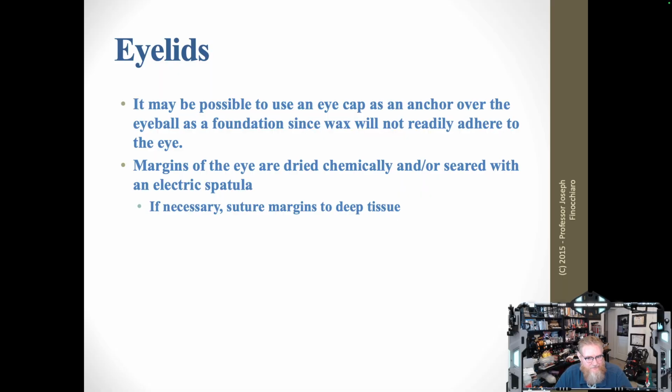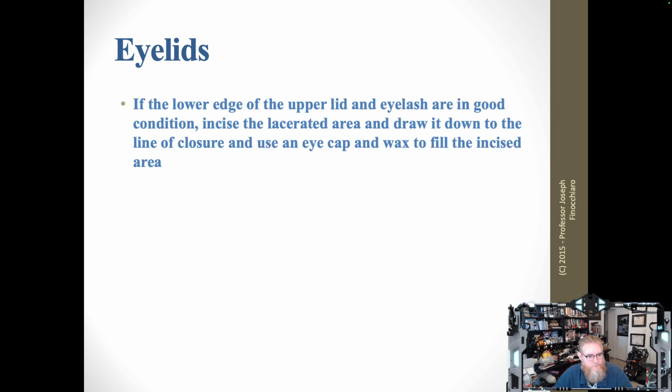That's really probably your best bet. I wouldn't suggest that you just grab some cotton and then try to pack wax over it. You want something a bit more rigid. Margins of the eye are dried chemically and or seared with an electric spatula. If necessary, suture margins to deep tissue.